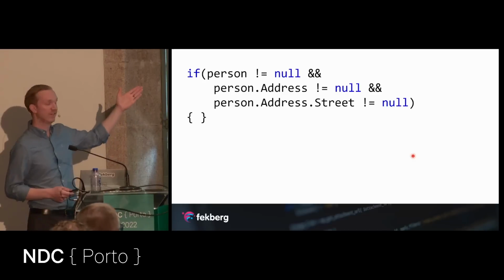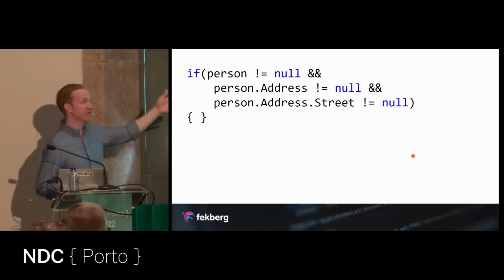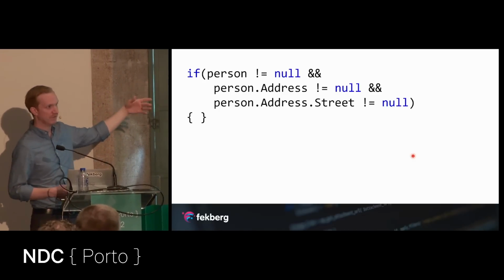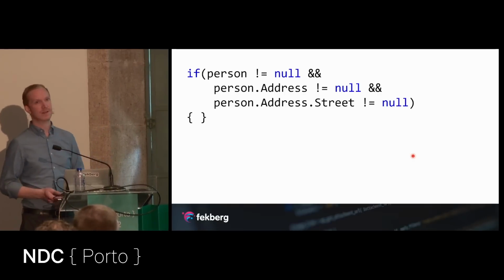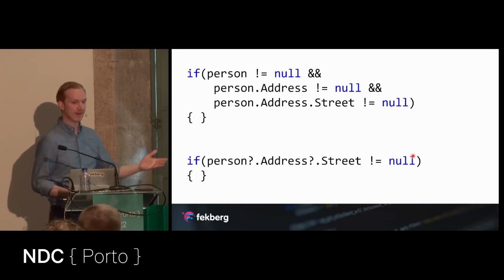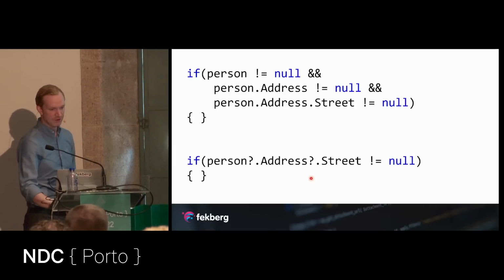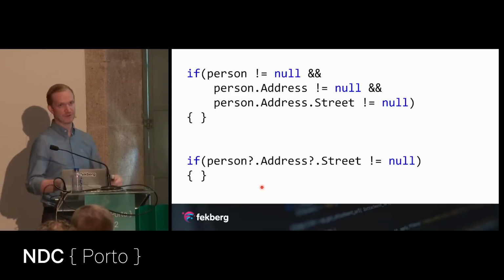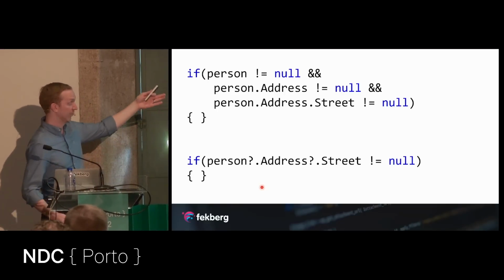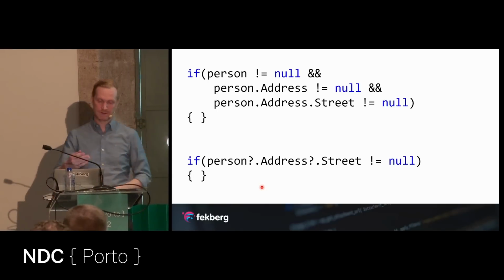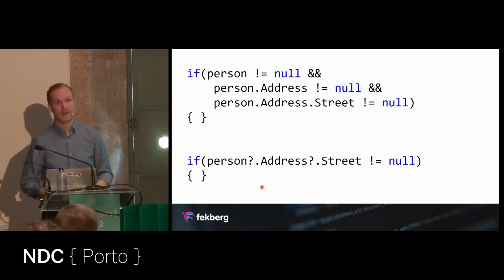So here is an example of a problem, or kind of an ugly piece of code. In this case, I have an instance of a class called person. I have to check if that's null, check if the address is null, and then check if the street name is not null. We can simplify this with the null conditional operator: if the person is not null, go ahead and get the address, and so forth. It's still not very nice.